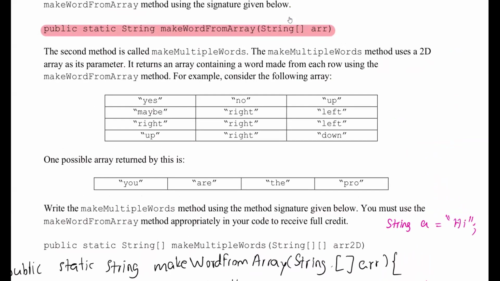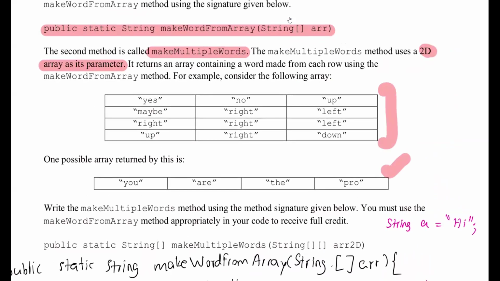So you need to make a second method called make multiple words. This make multiple words method uses a 2D array as a parameter, and it will return an array containing words made from each row using the make word from array method. So this is a 2D array, and you're going to return an array. And the question says to write this method using the method signature given below. You must use the previous method appropriately in your code to receive full credit.